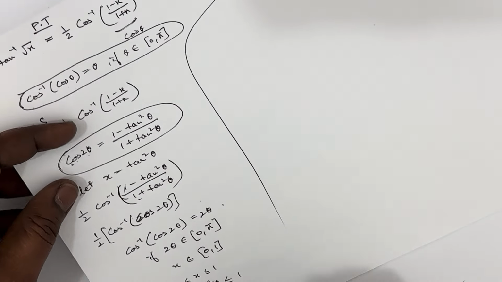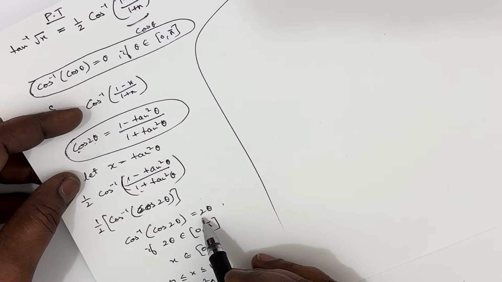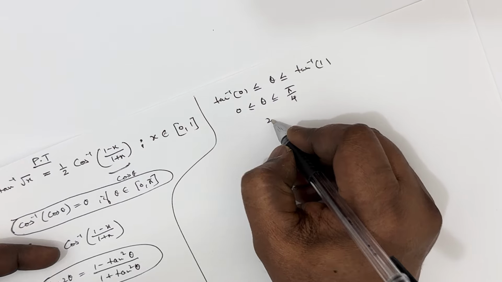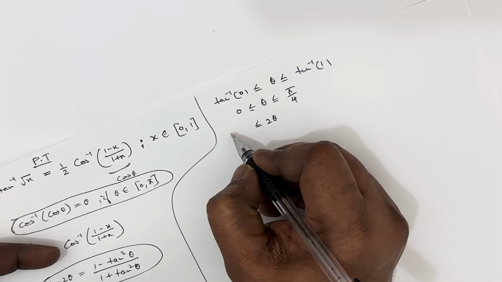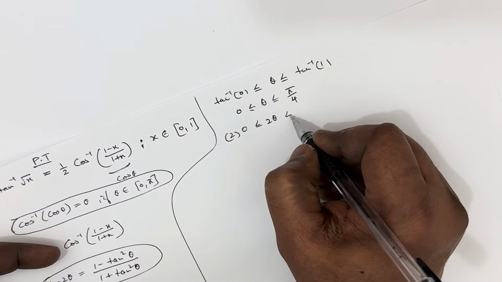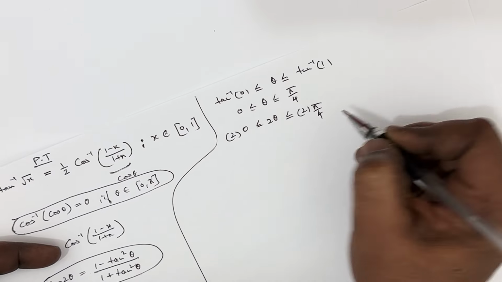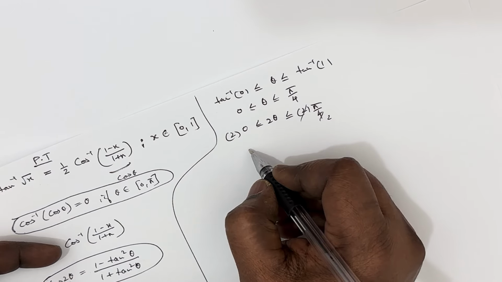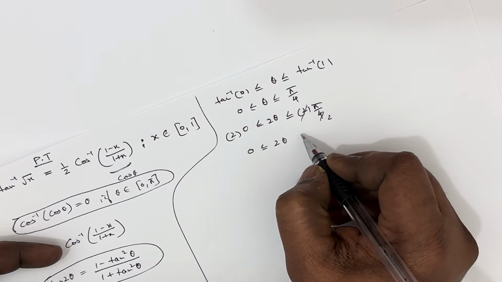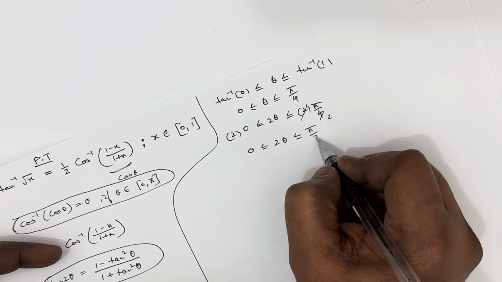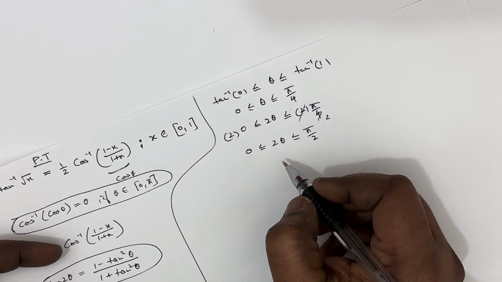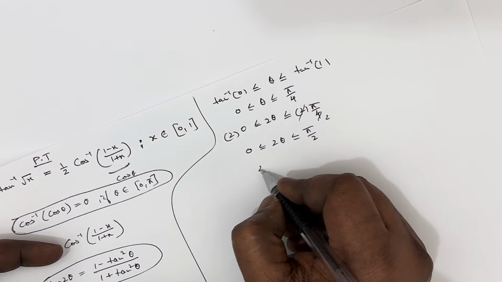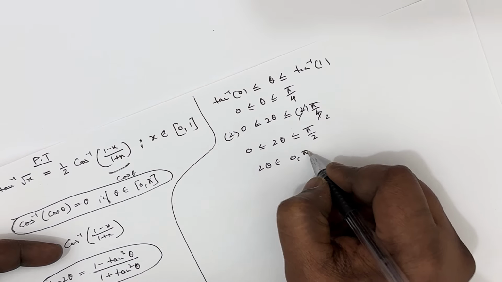Now we have to find out whether 2 theta belongs to the range. So let's multiply by 2: 2 multiplied by 0 is 0, less than or equal to 2 theta, less than or equal to 2 multiplied by pi by 4. So 0 is less than or equal to 2 theta, less than or equal to pi by 2. Now our 2 theta is in the range of 0 to pi by 2, so we can write 2 theta belongs to the closed interval 0 to pi by 2.